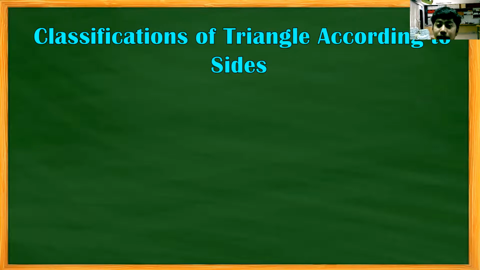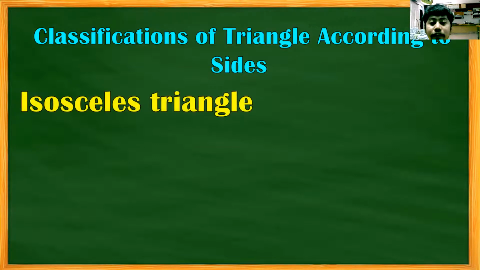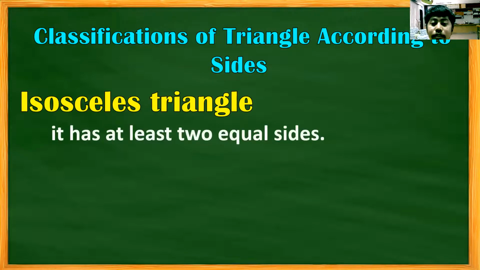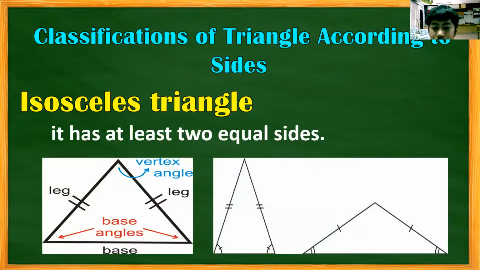Okay. The classification of triangles according to sides. Earlier, we were talking about the classification of triangles according to the angle. Now we're talking about the classification of triangles according to its sides. First is the isosceles triangle. What do we mean when we say isosceles? It has at least 2 equal sides. This kind of triangle has 2 equal sides, maybe the 2 legs or the base and another leg, but most of the time, the two legs. Just like this one, the two legs are equal.